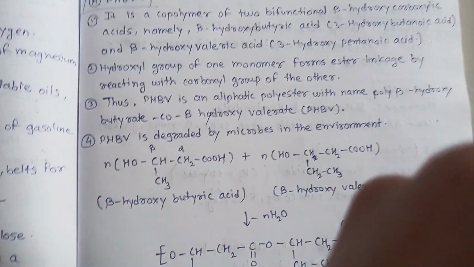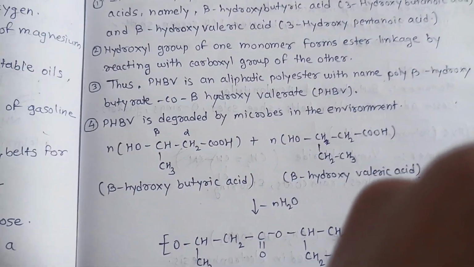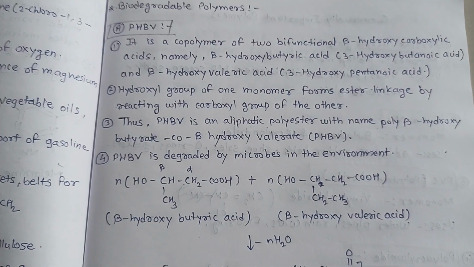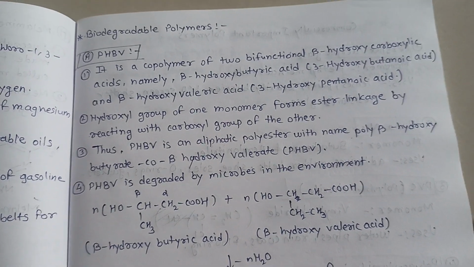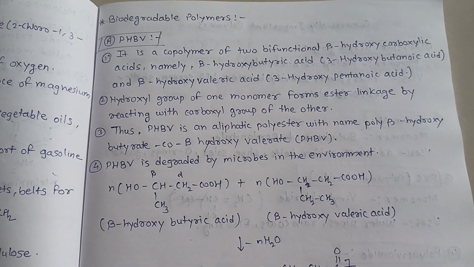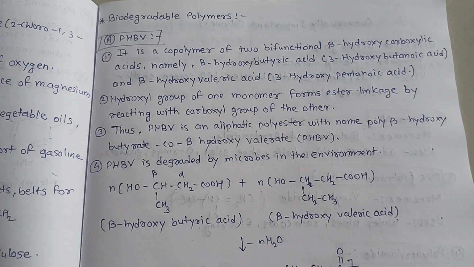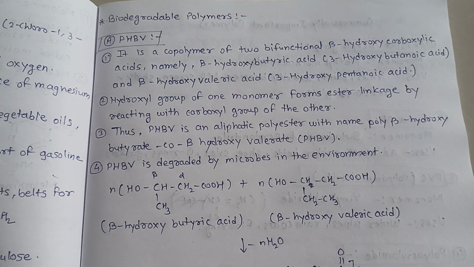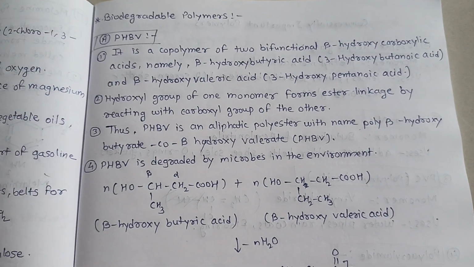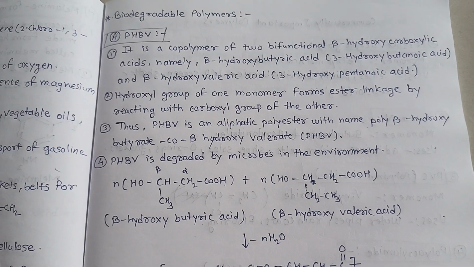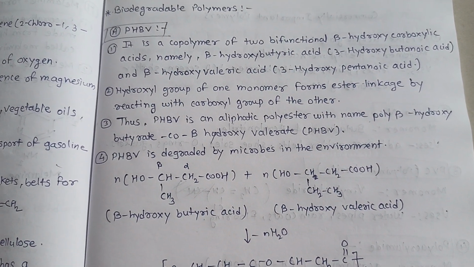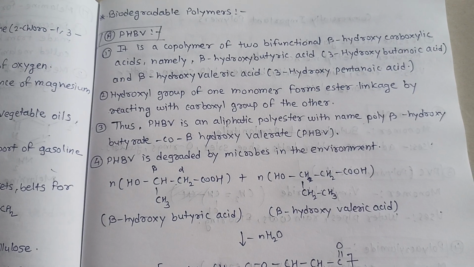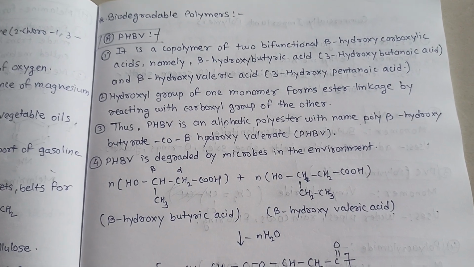Next kind of polymers are biodegradable. Biodegradable polymer, first is PHBV. So what are biodegradable polymers? The polymers which are decomposed by bacteria are called biodegradable polymers, and they don't cause any pollution because they are degraded by bacteria.